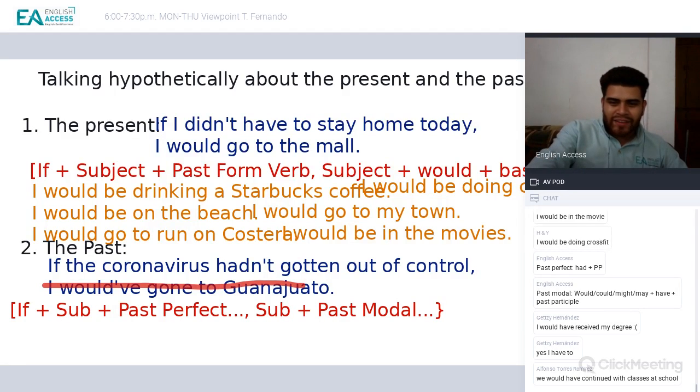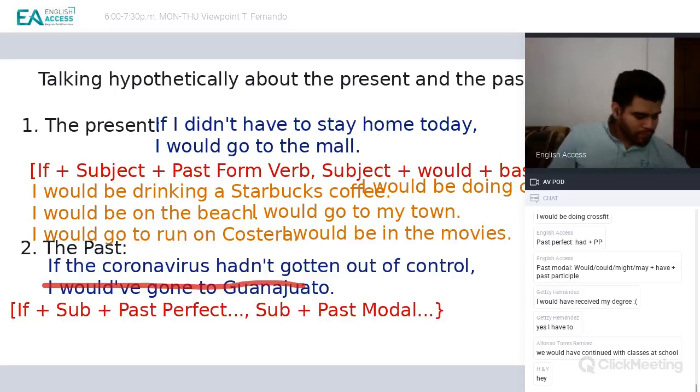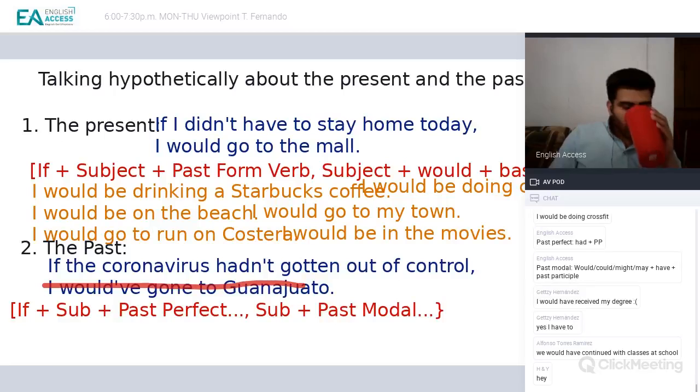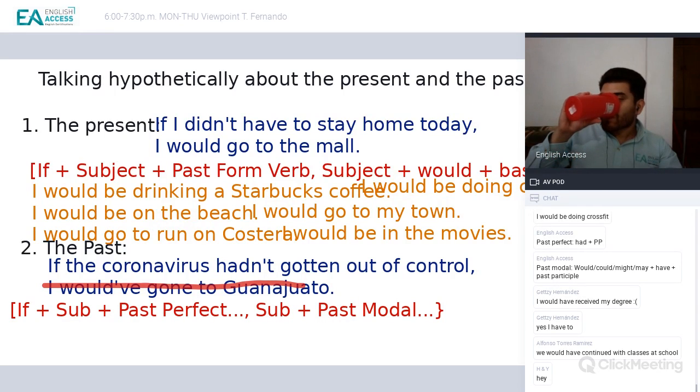Ellie, Hector, Torres, where are you? Don't go to sleep. Hey, man, could you give me an example with that if the coronavirus hadn't gotten out of control?